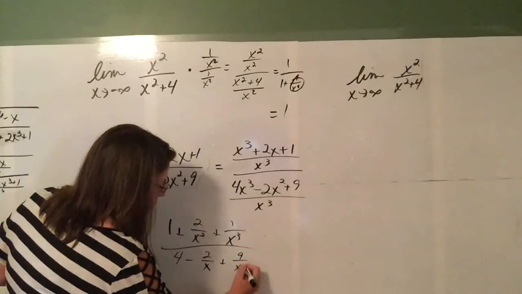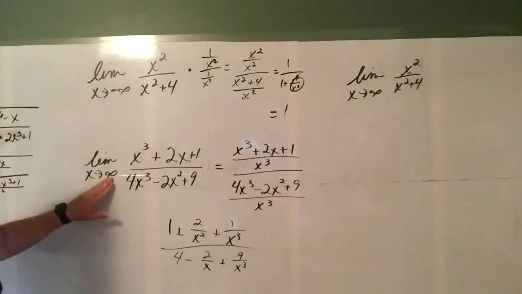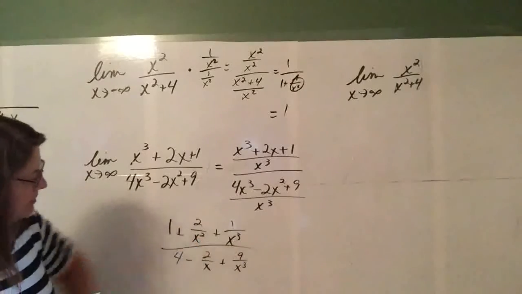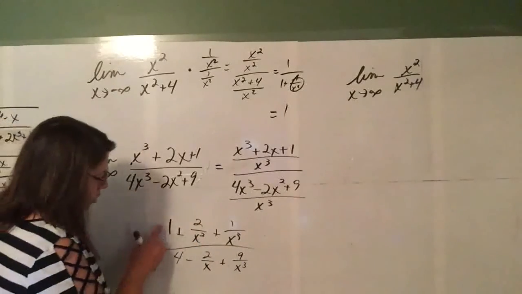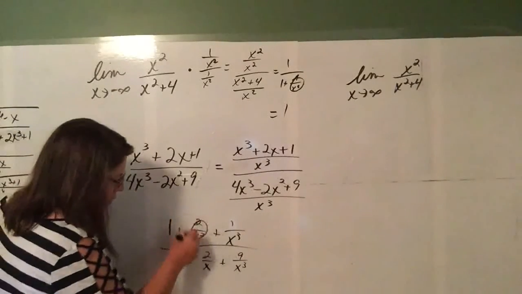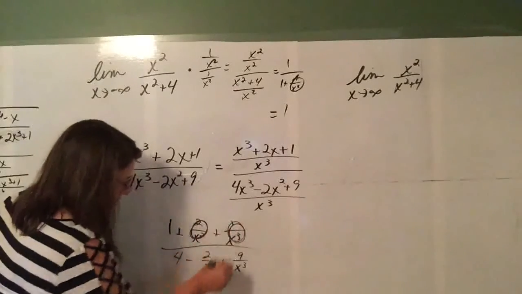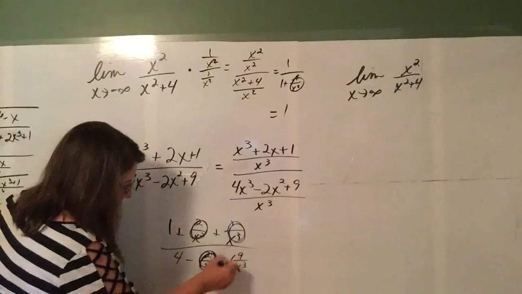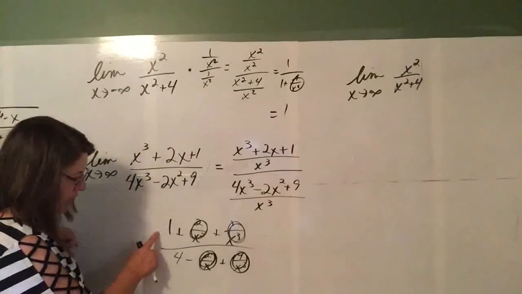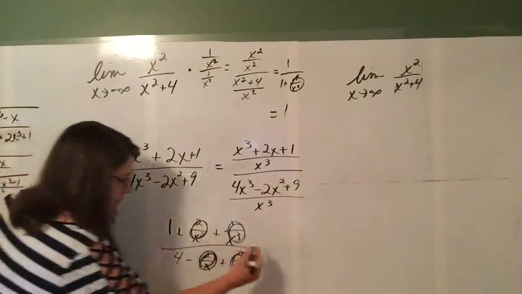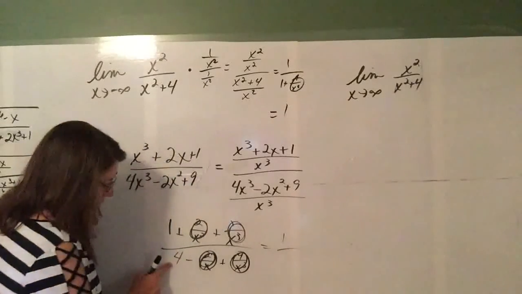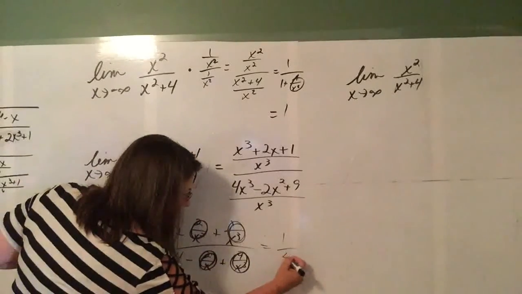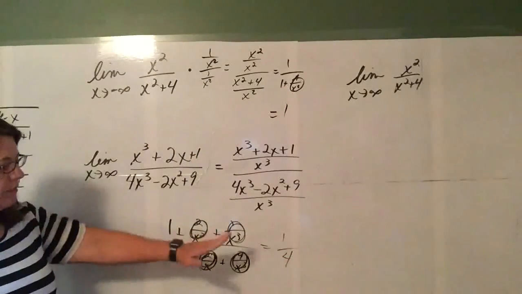Now, if I plug infinity in for all of the x's, well, look at what happens here. I've got 1 plus, that approaches 0, that approaches 0, 4 minus, that approaches 0, and that approaches 0. So we've got 1 plus 0 is 1, over 4 minus 0 plus 0 is 4. Our limit there, 1/4.